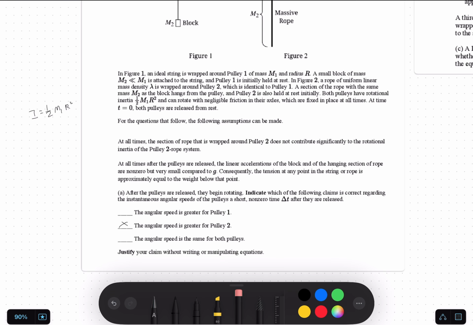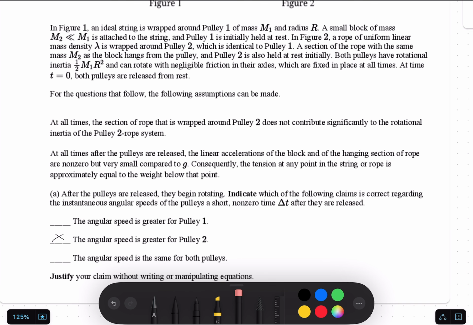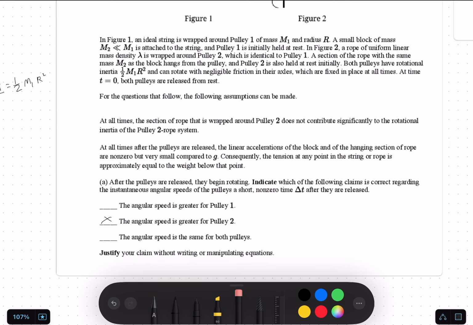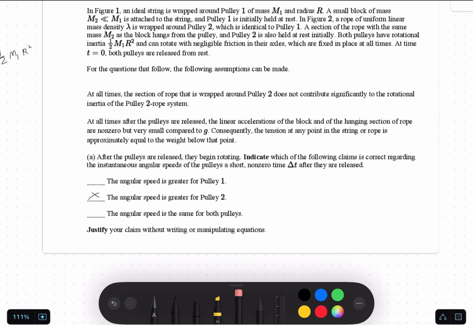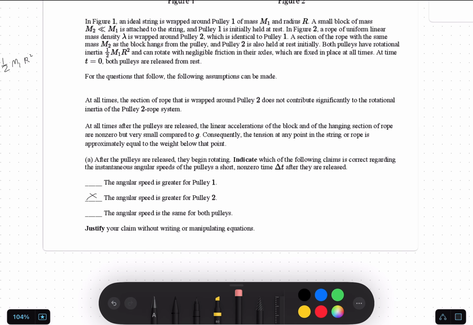At all times after the pulleys are released, the angular acceleration of the blocks is non-zero. Consequently, the tension at any point is approximately equal to the weight below that. Based off that, in part A, after the pulleys are released and they start rotating, indicate which of the following claims is correct regarding the instantaneous angular speeds of the pulleys a short non-zero delta t after they're released.